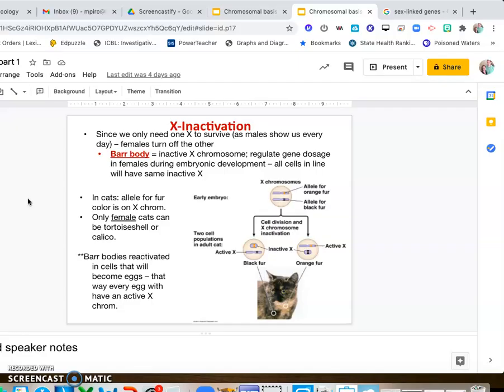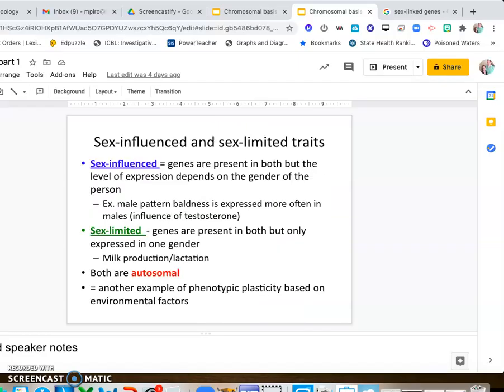And then the other two things we're going to talk about here are sex-influenced and sex-limited. Sex-influenced traits are those, let me see if I can find that slide. We can look at it while I'm talking. Those are present in both genders, but their expression depends on the gender, and a lot of the time it's hormone related.